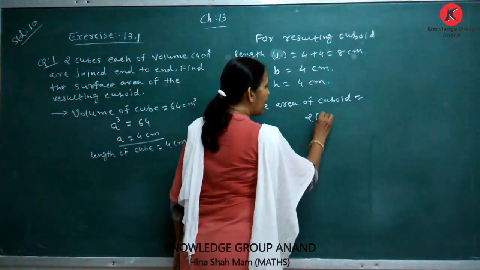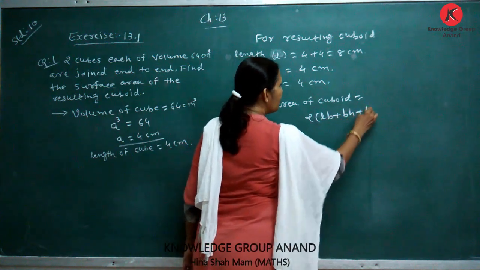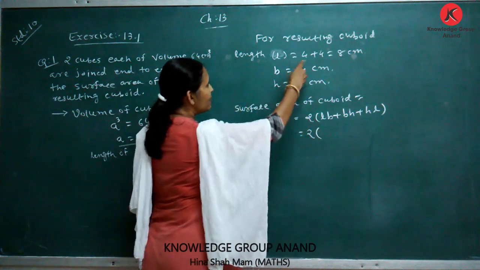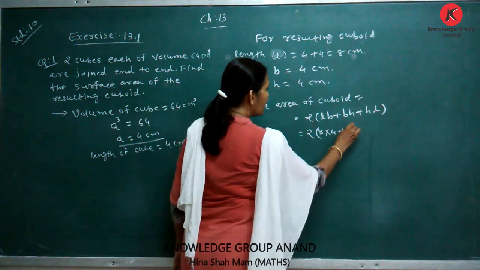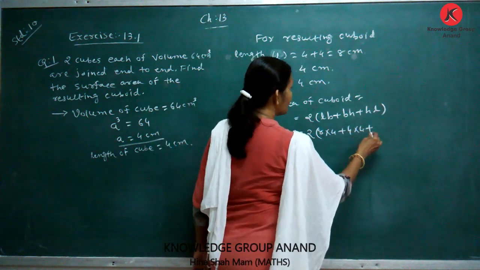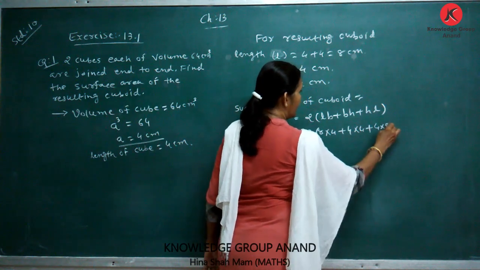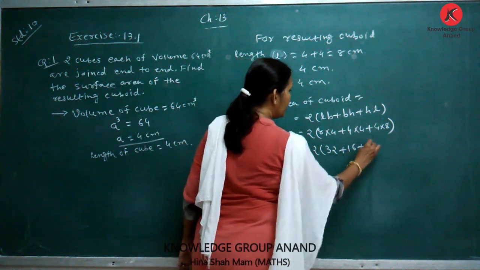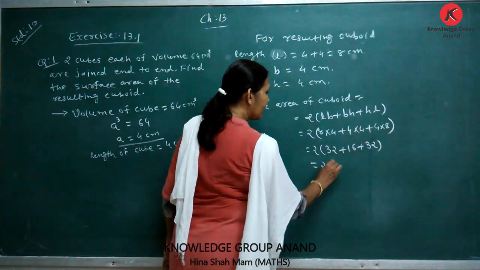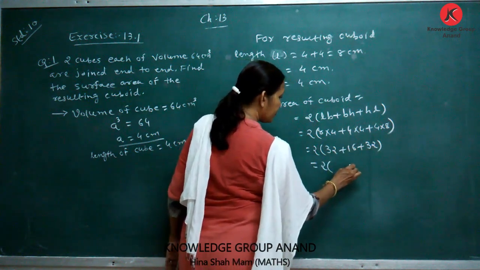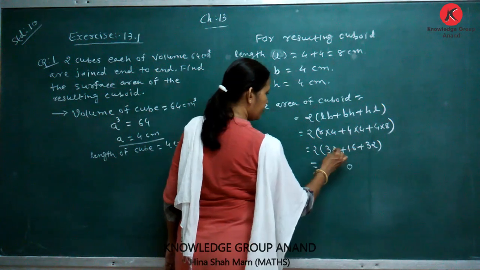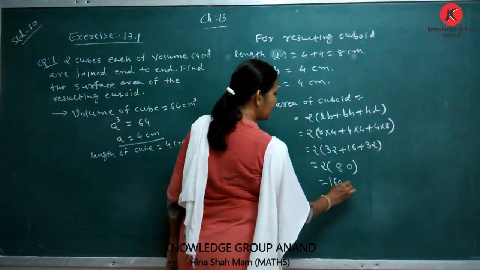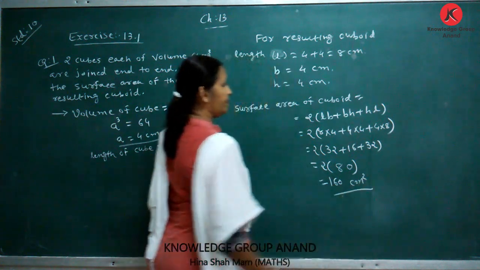Then 2(lb plus bh plus hl) equals 2 into length 8 into 4 plus 4 into 4 plus 4 into 8, equals 2 into 32 plus 16 plus 32, equals 2 into 80, equals 160 centimeter square.